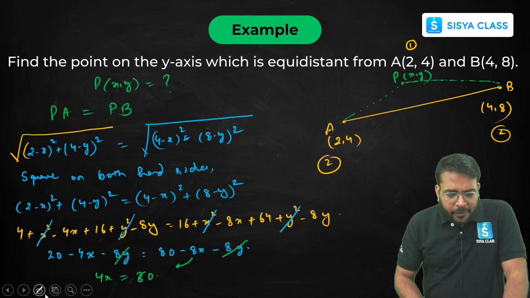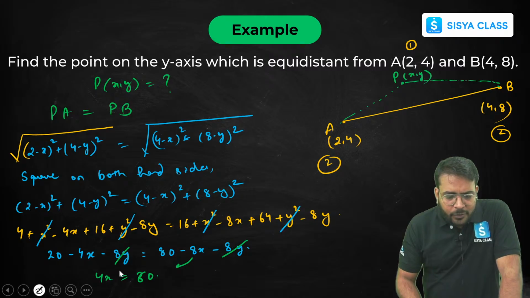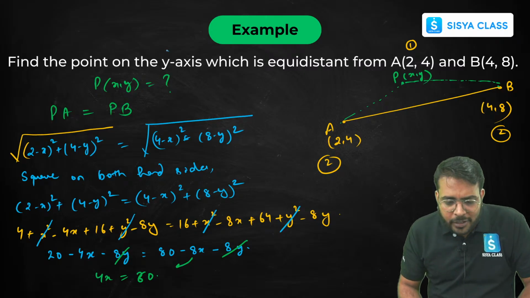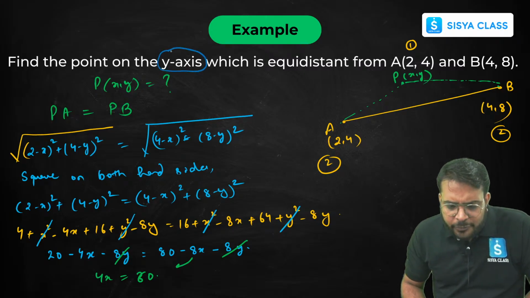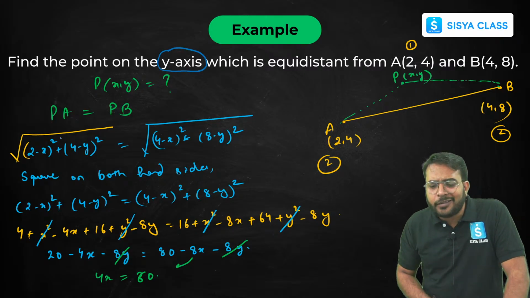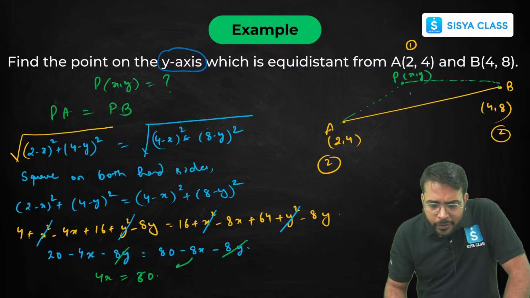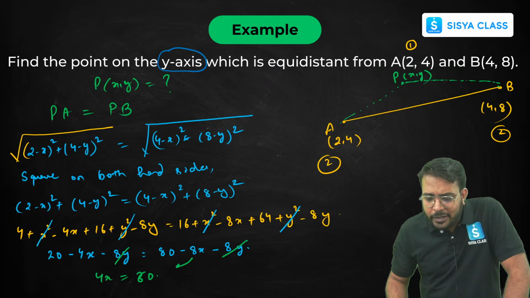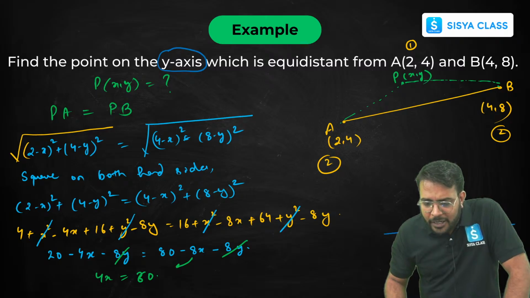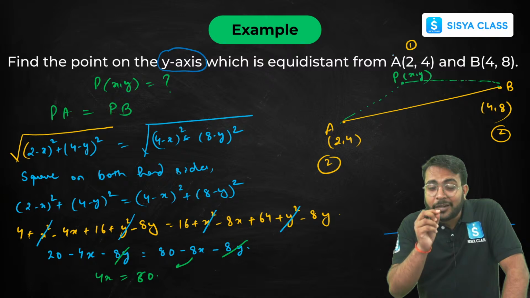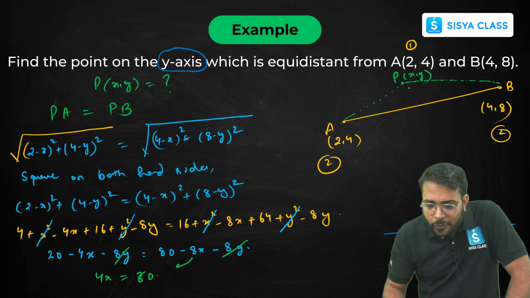Sir, they have given one thing. They have given that this point is lying on your y-axis. Sir, if your point is lying on your y-axis, then definitely the coordinate of x is going to be 0. Yes or no? If any point is lying on the y-axis, then the x coordinate is always going to be 0.